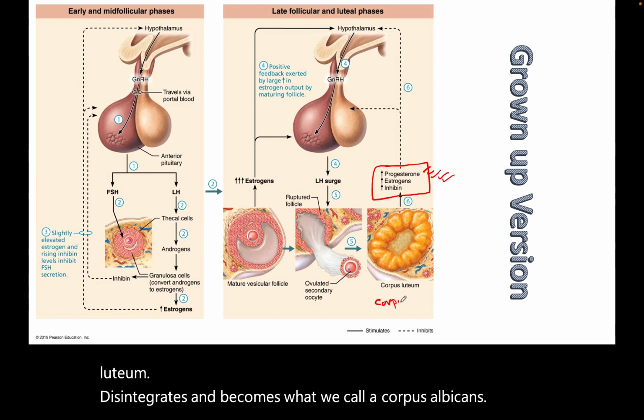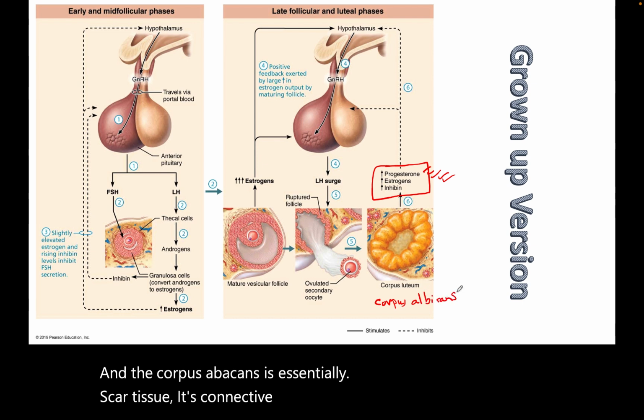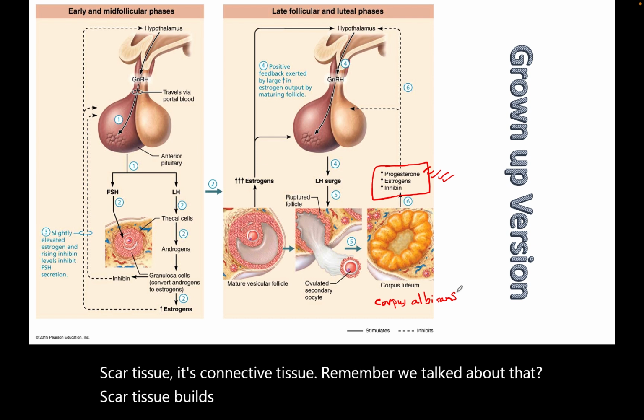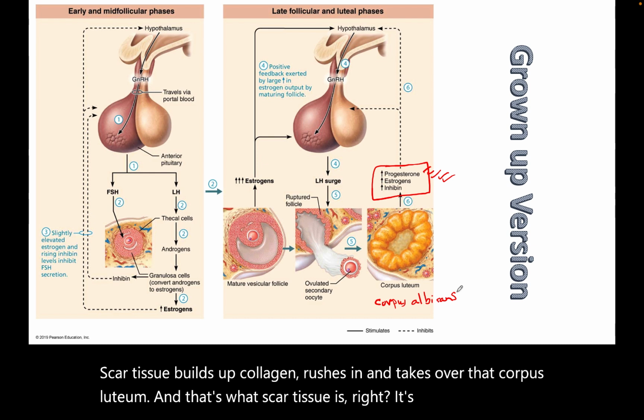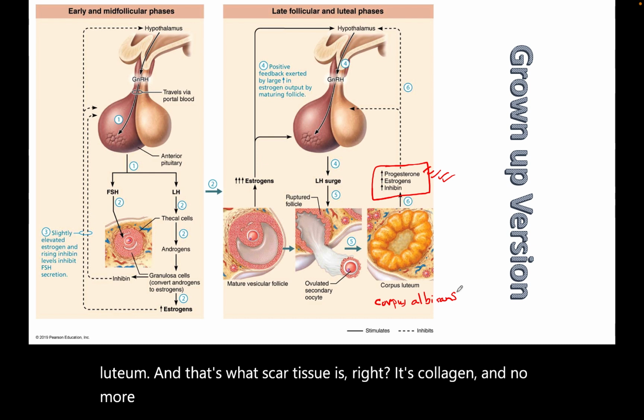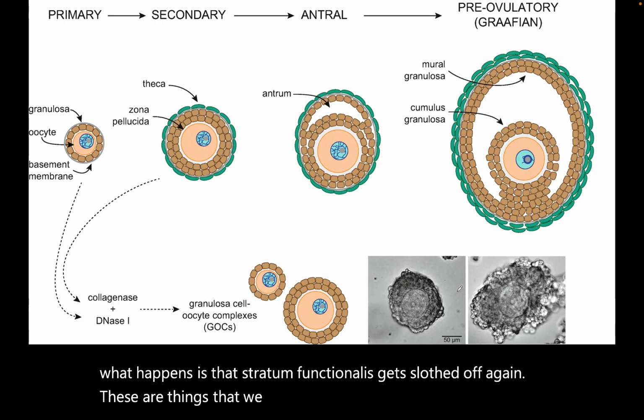And the corpus albicans is essentially scar tissue. It's connective tissue. Remember, we talked about that scar tissue builds up. Collagen rushes in and takes over that corpus luteum. And that's what scar tissue is, right? It's collagen. And no more progesterone, no more inhibin, no more estrogens. And so what happens is that stratum functionalis gets sloughed off. Again, these are things that we have talked about already.